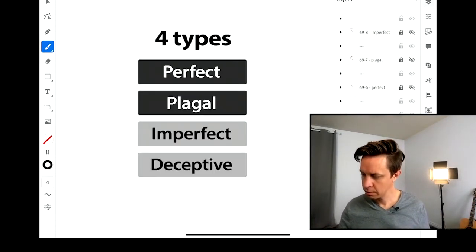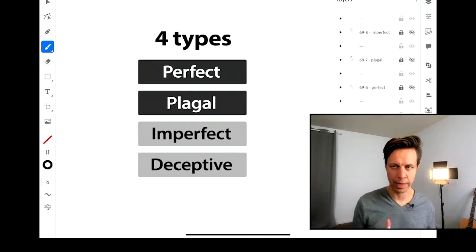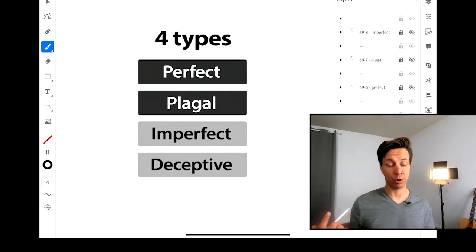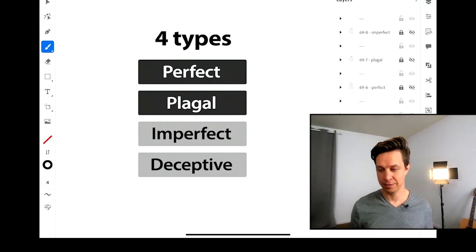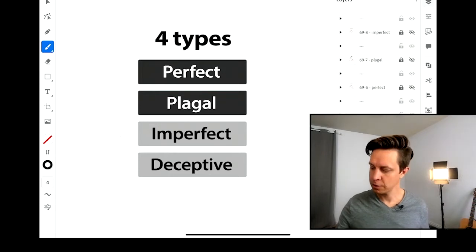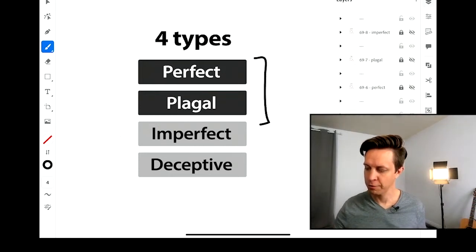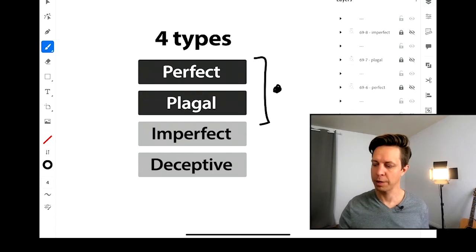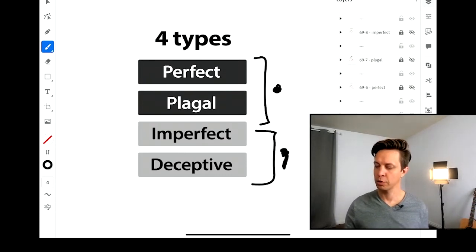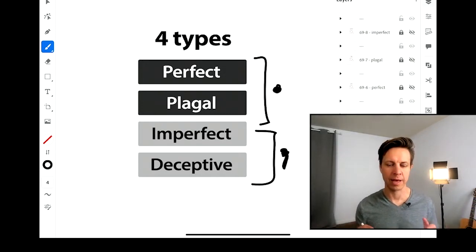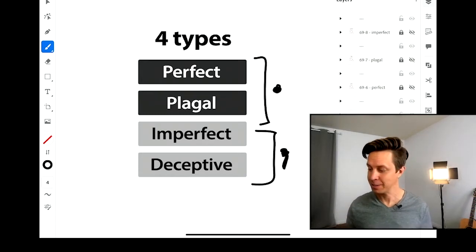There are four main types of cadences we're going to look at: the perfect cadence, the plagal cadence, the imperfect cadence, and the deceptive cadence. The first two are finished cadences, more like a period, and the last two are unfinished cadences, more like a comma. We're going to look at all four, starting with the perfect cadence. But first, let's look at the theory, the musical patterns behind these.